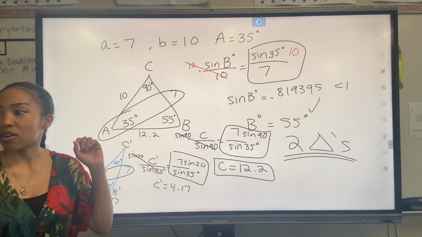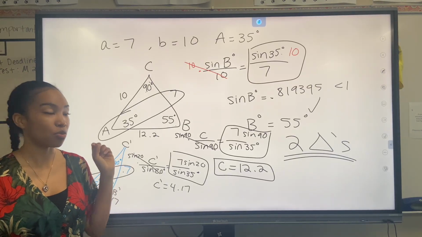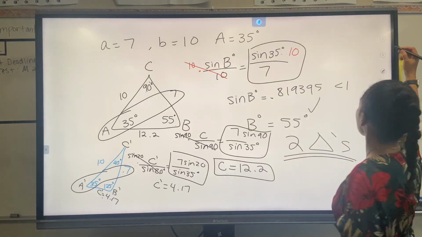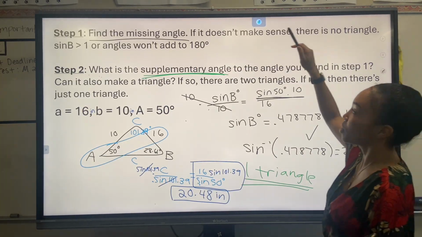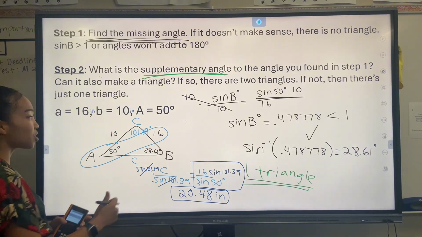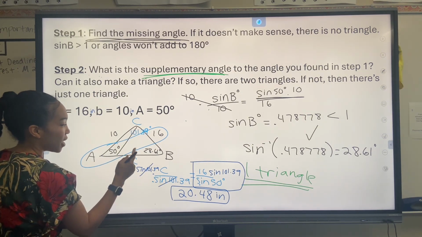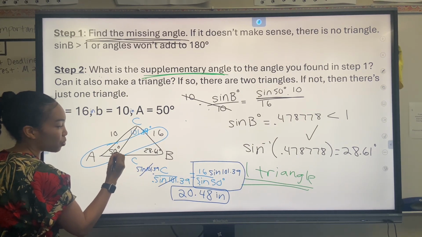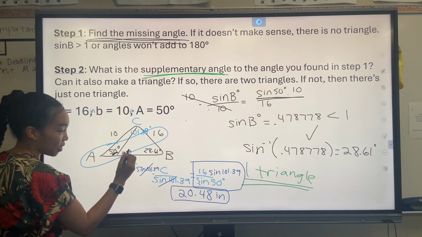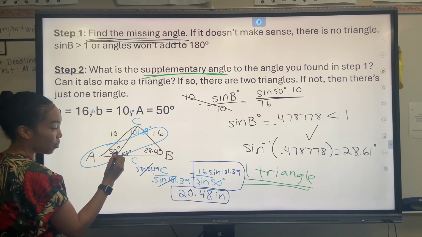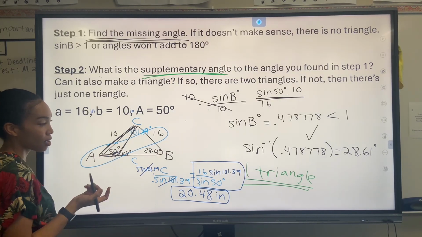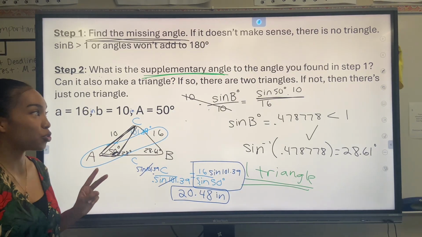So guys, we found when there was no triangle, one triangle, and two triangles. And let's review the steps. Step 1, you always find the missing angle. And then after that, you want to swing that other leg over and see if this supplementary angle here would work. Because if this angle is 28, then this angle right here is 28. So then you can find this supplementary angle. And then ask yourself, does that triangle make sense? That's how you can tell if there's one or two triangles or not.